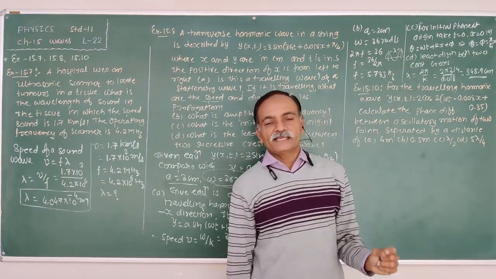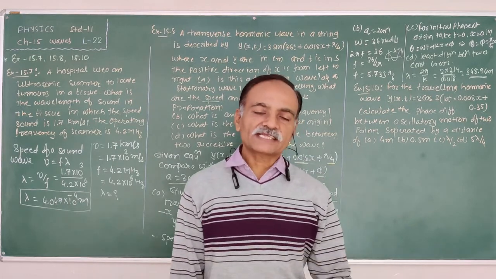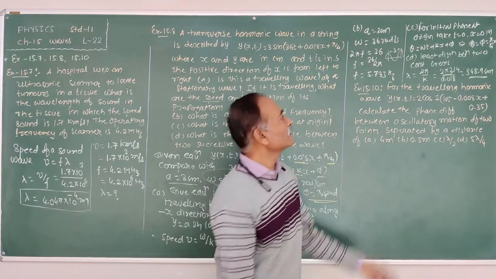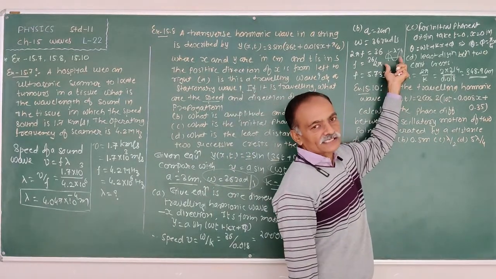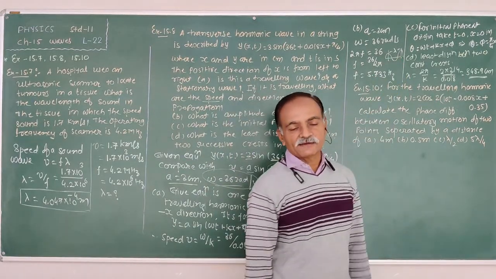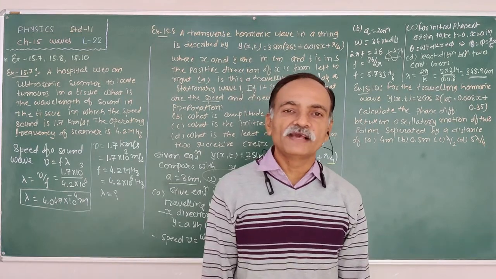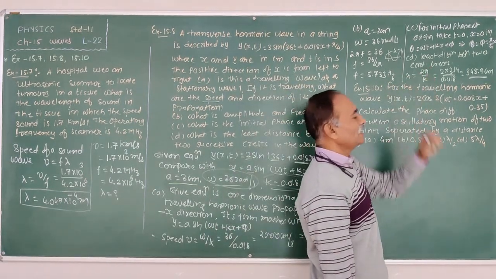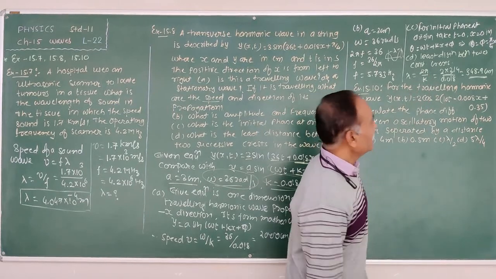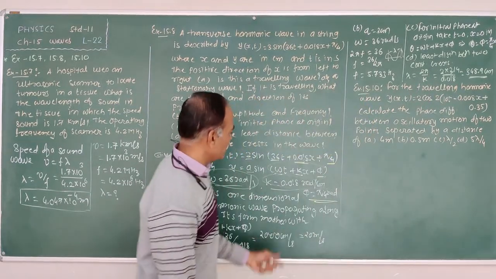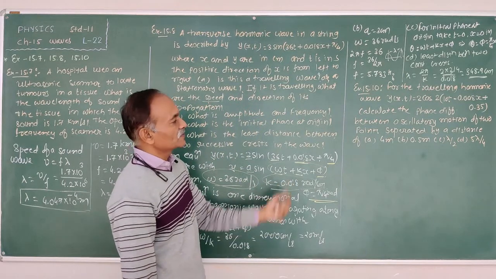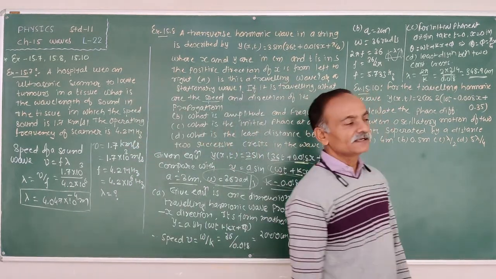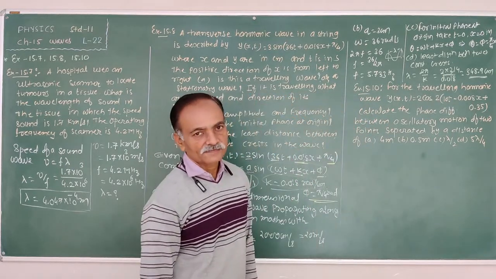The point of the medium at which the maximum displacement occurs. These two points are known as two consecutive crests. The distance between two consecutive crests is always lambda. Therefore, lambda is equal to 2 pi upon k. Now 2 pi is 3.14, and k we already found as 0.018. Therefore, 348.9 centimeter is the wavelength.